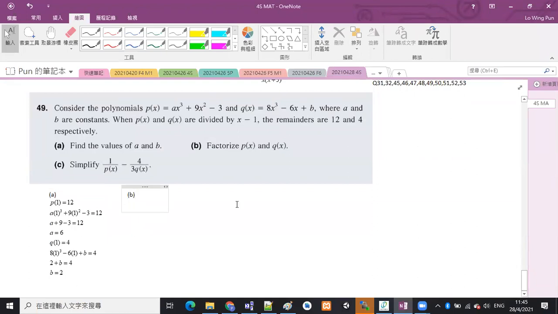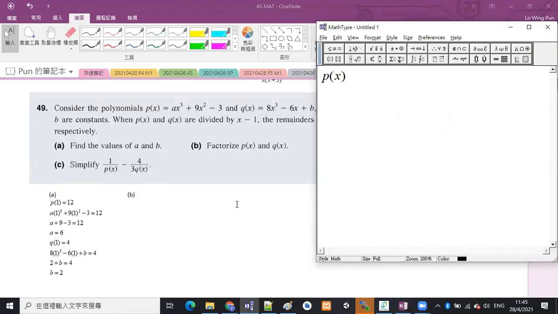And then part B, factorize px and qx. Let us just write down the complete equation of px first. It is 6x cubed plus 9x squared minus 3. First, there is a common factor. Take it out first. Don't forget these common factors, because when I marked your homework, many students still forgot to take out these common factors, which makes the later numbers wrong.